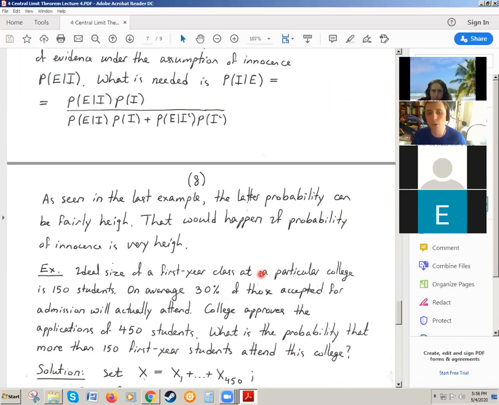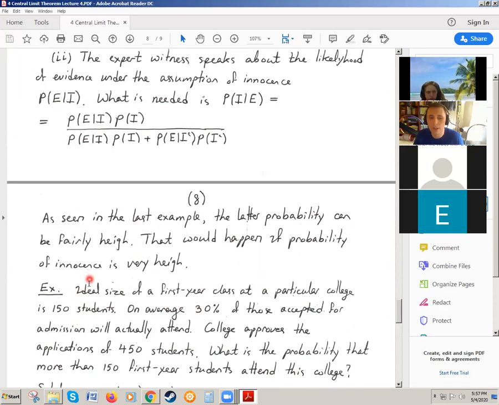So here are a few more questions, back to the topic of still finishing the application of normal distributions to the central limit theorem, and why the central limit theorem makes normal distributions such a good tool. Let's suppose we have this situation. The ideal size of a first-year class in a particular college is, let's say, 150 students. So 150 freshmen should be admitted to college every year.